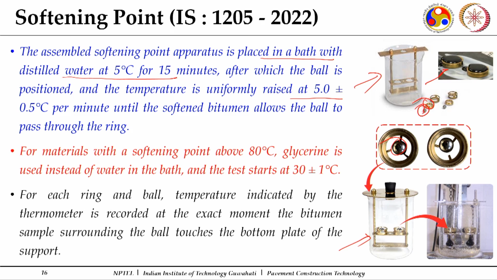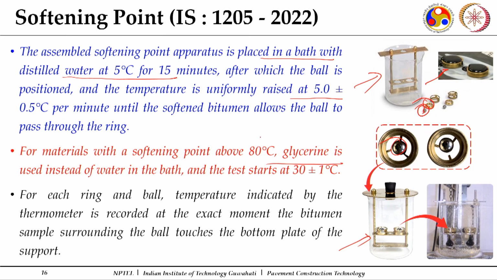So, a gradual increase in the temperature has to be made, and there may be certain binders which may be very hard. So, with distilled water it may not be possible to look for those temperatures where this phase change occurs. In that case, glycerine may be required if the softening point of these binders is more than 80 degrees centigrade, and we check exactly where the binder touches the bottom plate, and that is recorded as our softening point.